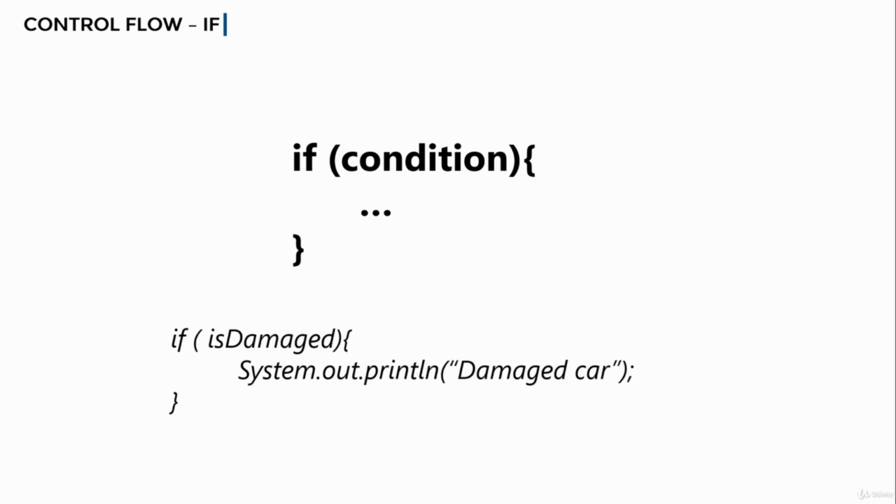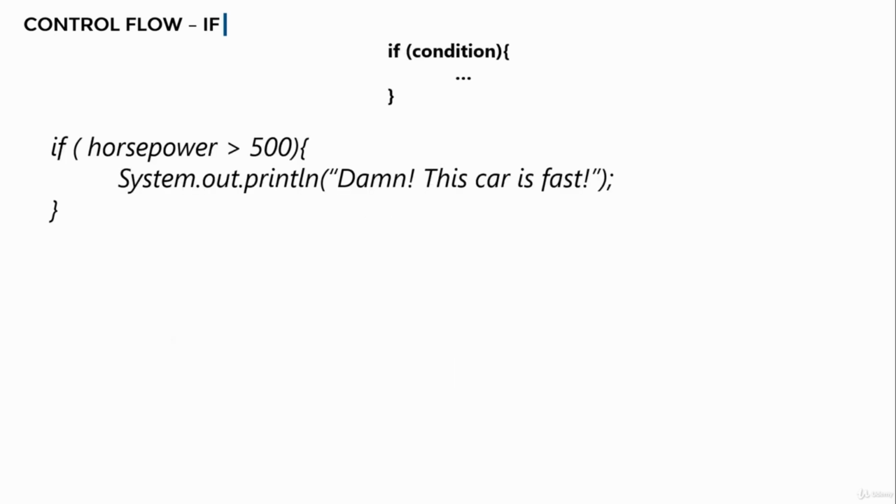If the car is damaged, we print out damaged car. If the car is not damaged, then nothing is printed out. Another one. If the car's horsepower is greater than 500, the reaction would be, damn, this car is fast. And let's see a bit more complex.